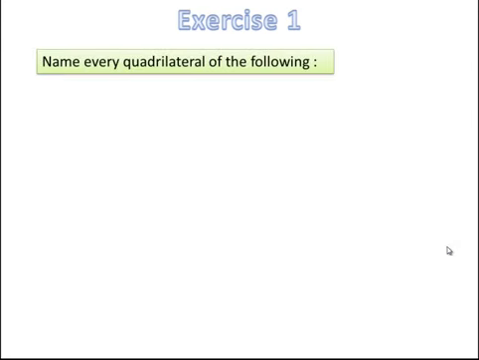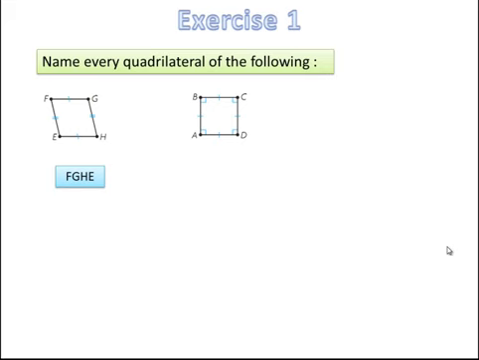Let's go to exercise 1. Name every quadrilateral of the following. In this exercise, you should name every quadrilateral I'm gonna tell you. Here, EFGH or HGFE, as you see, FGHE. Here, ABCD or DCBA, as you want, ABCD. The third one, try to do it.